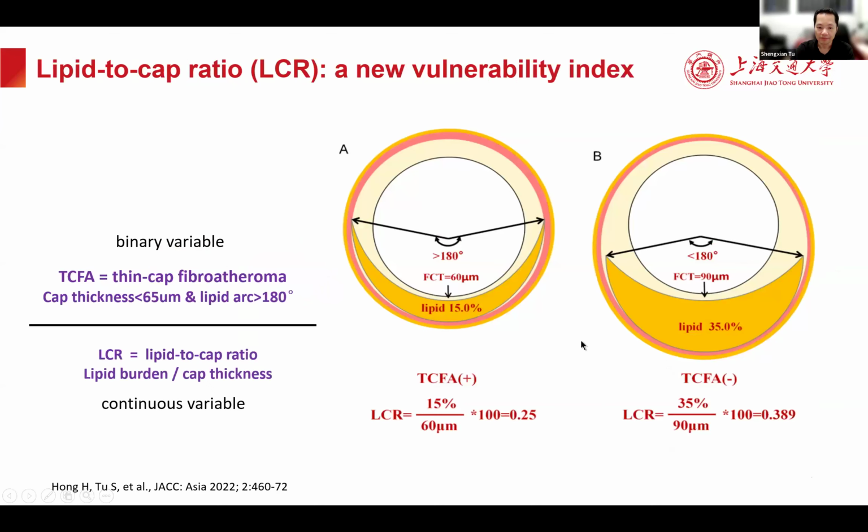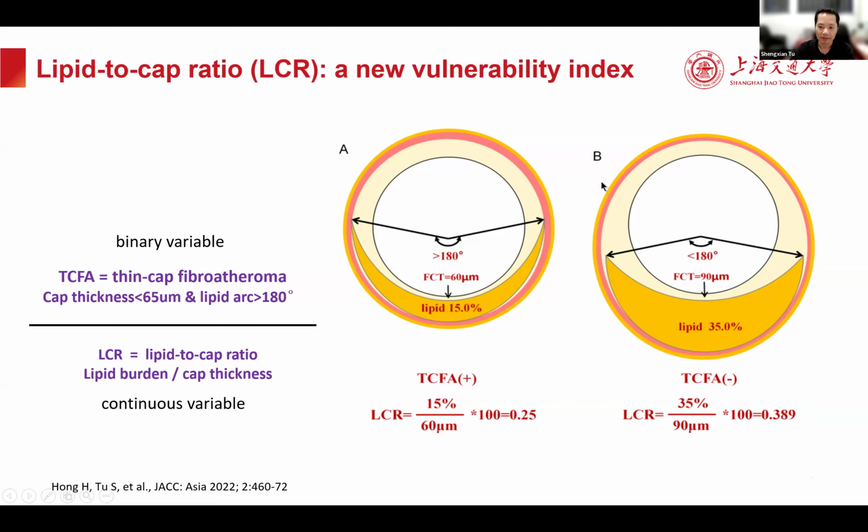So we developed a new index called the lipid to cap ratio. We believe that this is a better vulnerability index. It's a little bit different from TCFA. For TCFA, the definition is a binary variable: cap thickness less than 65 microns and lipid arc more than 180 degrees. In some papers, it's different. So it's either TCFA or non-TCFA. For example, plaque A is a TCFA, but according to this definition, plaque B is not.